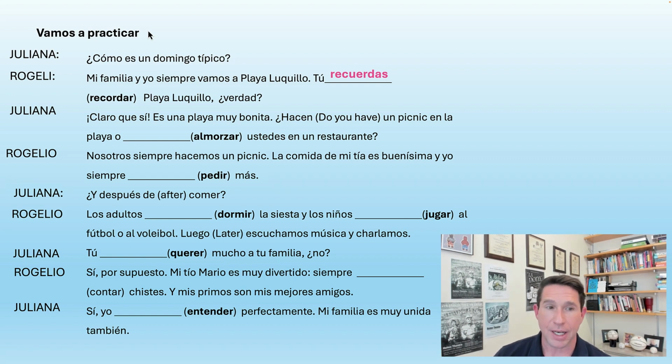Hacen un picnic en la playa o blank ustedes en un restaurante. So do you do a picnic on the beach, or do you eat lunch in a restaurant? So again, we have an O, so we know it can only go to UE. Our subject is, since it's a question, it's after the verb, so ustedes almuerzan. Muy bien. Nosotros siempre hacemos un picnic. We always do a picnic.